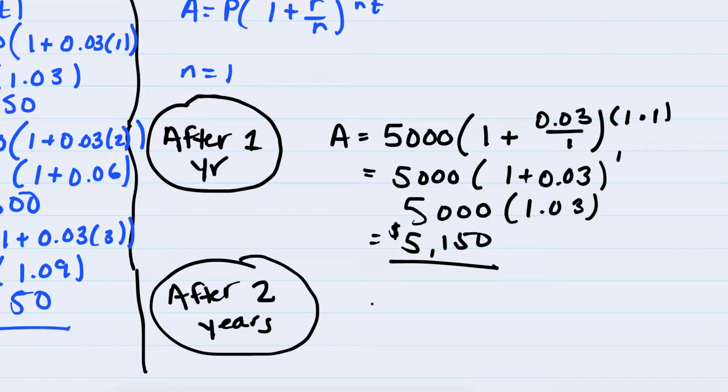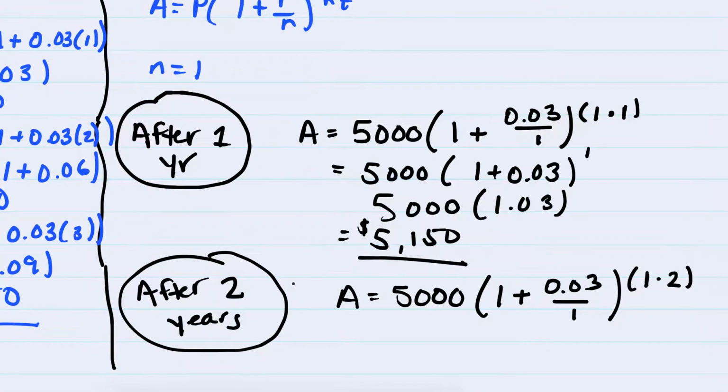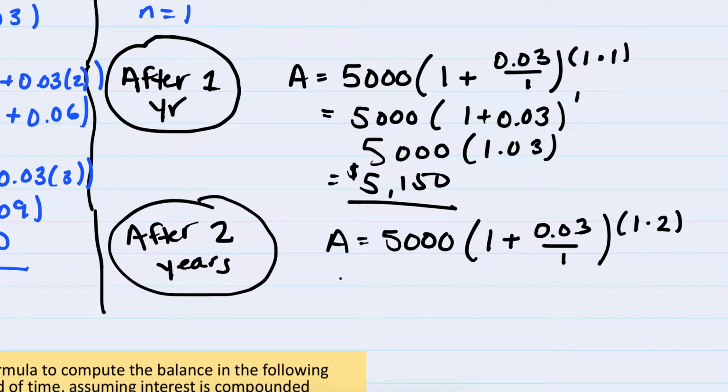So after 2 years, we get A is 5,000 times 1 plus, okay, R over N, R and N don't change, raised to the N times T. This time T is 2. So all of this simplifies to 5,000 times 1.03 squared, because 1 times 2 is 2. Let's put it in the calculator.